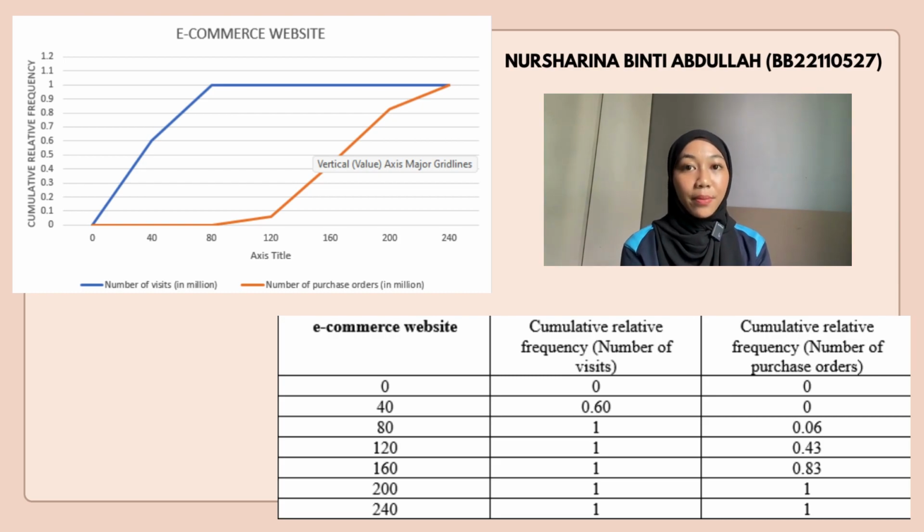So, this is the table that shows cumulative relative frequency for the number of visits and number of purchase orders. As we can see here, the OGIF shows that the number of visits increases until class 80 and stays maintained after that. And for the number of purchase orders, the OGIF remains the same until class 80 and then increases after that.